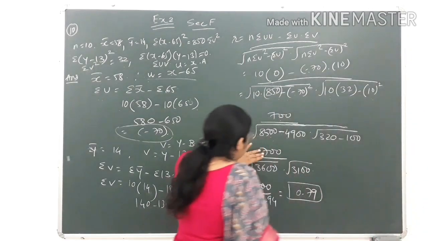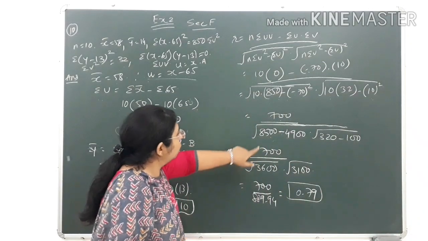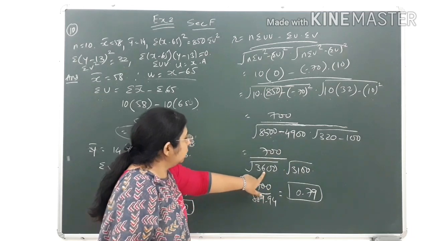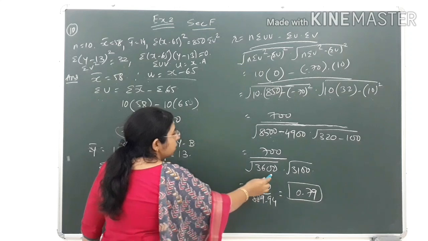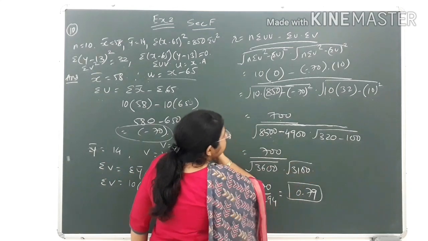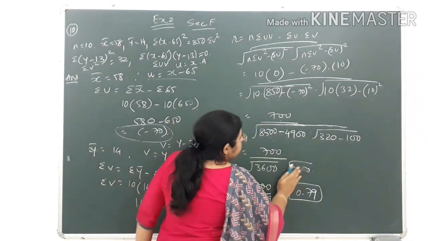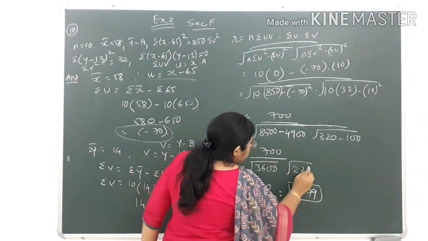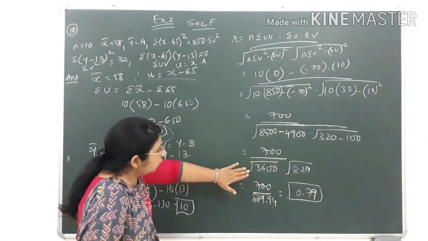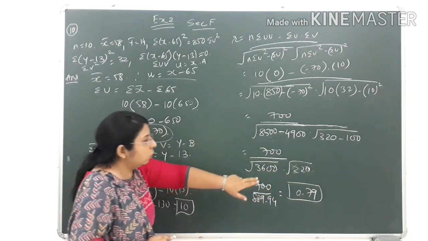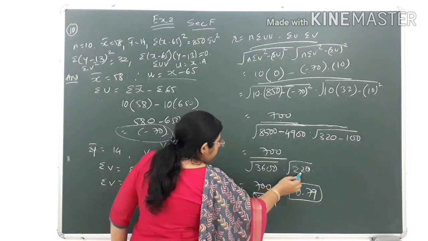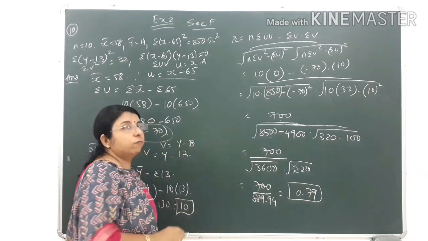After that, 700 in the numerator would be as it is. In the denominator you can see 8500 minus 4900. If you subtract, you will get the answer, that is 3600, into under root of 320 minus 100. 320 minus 100 would come to, sorry, 220 over here. So finding the root of this, first of all don't find the root separately; first of all multiply these two values, that is 3600 multiplied by 220, and then find the root of that answer.